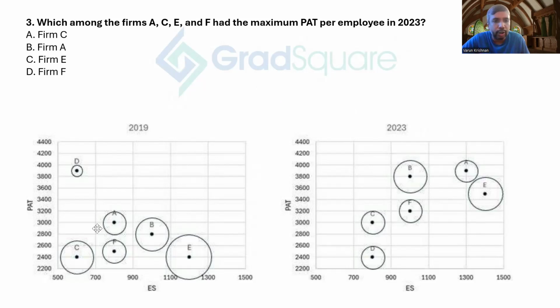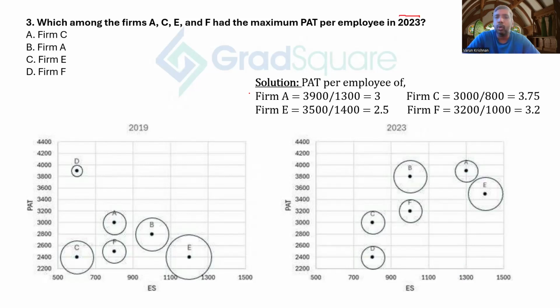For example, for firm A in 2023, because they're asking only for 2023, make sure that you're looking at the correct graph, not the wrong graph. For 2023, the PAT for firm A is 3900 and employee strength is 1300. So 3900 by 1300 will give me PAT per employee. So that will be 3. Like that for A, C, E, and F, if I calculate, then I'll get PAT per employee. For firm A it is 3, firm C is 3.75, firm E is 2.5, firm F is 3.2.